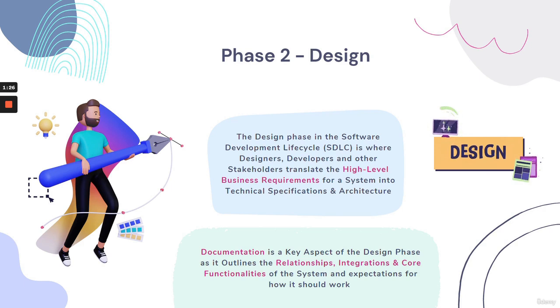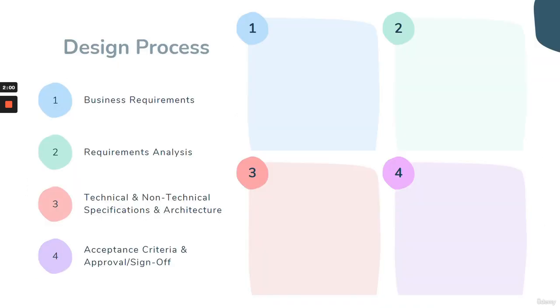Documentation is a key aspect of the design phase, as it outlines the relationships, integrations, and core functionalities of the system and expectations for how it should work. The design phase is very critical because in order for the system or product to be very successful, it must have a good design. There are 4 stages within the design process. Stage 1, business requirements. Stage 2, requirements analysis. Stage 3, technical and non-technical specifications and architecture. And Stage 4, acceptance criteria and approval or sign-off.